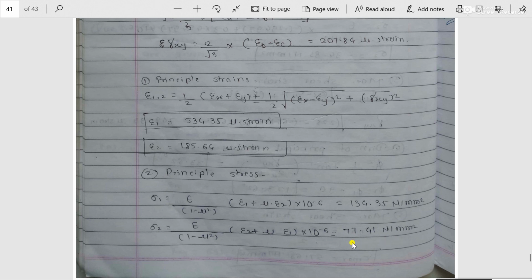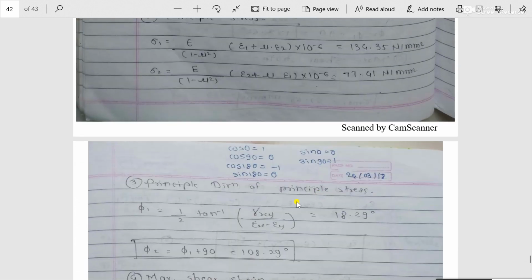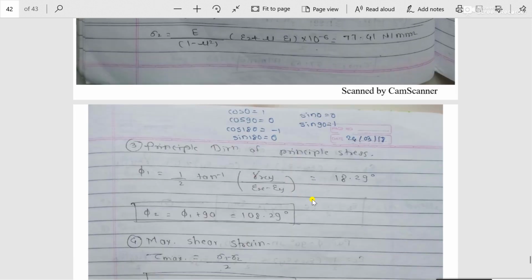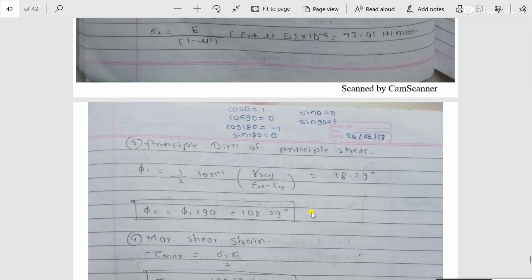That means by using the value of Young's modulus, mu and principal strains, I have calculated the values of principal stresses, that is sigma 1 and sigma 2, in Newton per mm square. So like that the principal stresses we have calculated. Now next they have asked the direction of principal strains or direction of principal stresses. So again to calculate those directions in the form of phi 1 and phi 2.